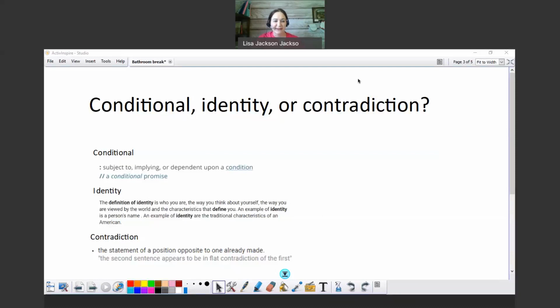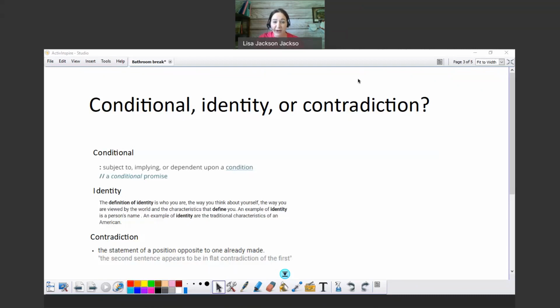Determining if an equation is conditional, an identity, or a contradiction can be a challenge. So we're going to start just by looking at traditional definitions of these words in the regular world and then apply those ideas to our solved equations and what that would look like. So in general, a conditional statement is subject to, implying, or depending on a condition. So, like a promise that has a condition to it.